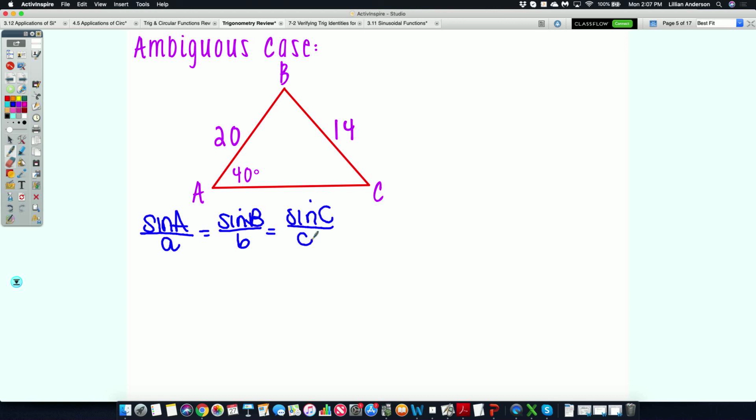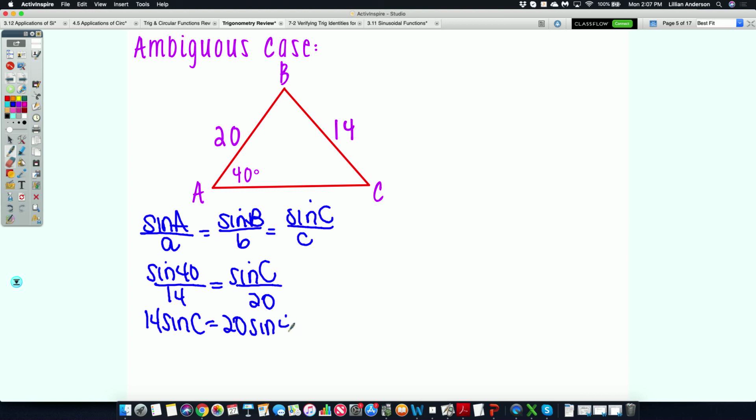In this case, since I'm looking for angle C, I'm going to use the A part and the C part. So I'll plug in: the sine of 40 over 14 equals the sine of big C over 20. How do I solve? I cross multiply. So calculators out. And then what would I do? Divide by 14. And then I would take the inverse.